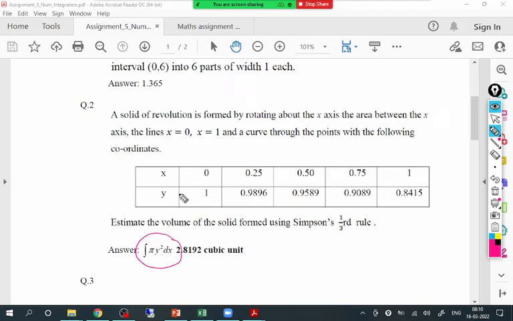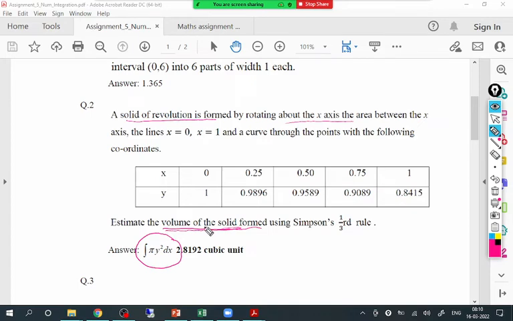So if you do integration of y dx, your answer gives us the area under the curve, but we don't want the area under the curve. We want the volume here. A solid is formed by revolving about an x-axis, and estimate the volume of the solid. So this is the question. Estimate the volume of a solid. So we don't want the area under the curve.